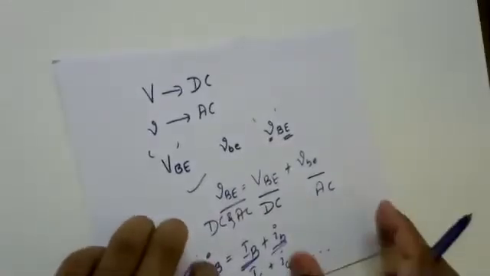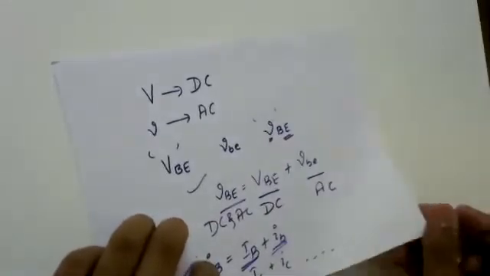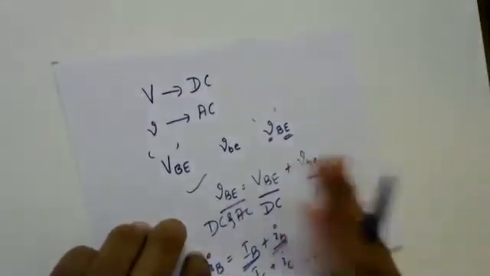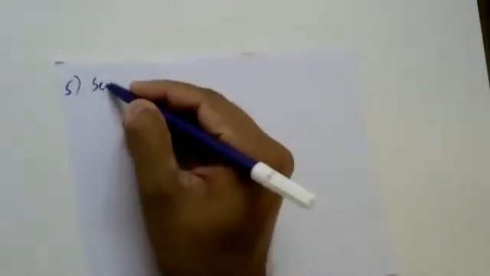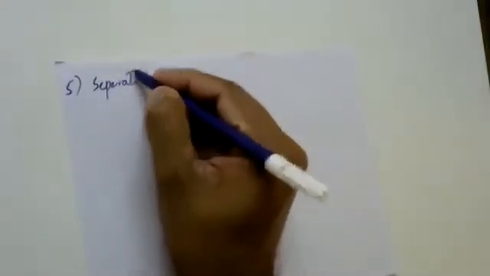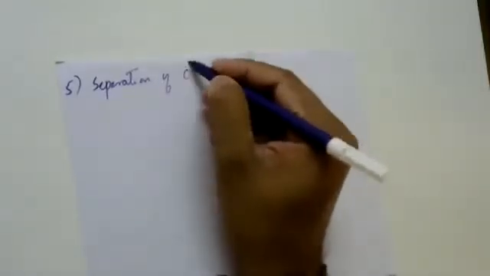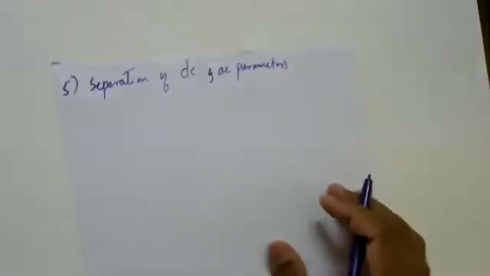Now, what we're going to do is separate the DC parameters from the AC parameters for our transistor analysis. So now we would like to discuss our fifth topic, that is separation of DC and AC parameters.